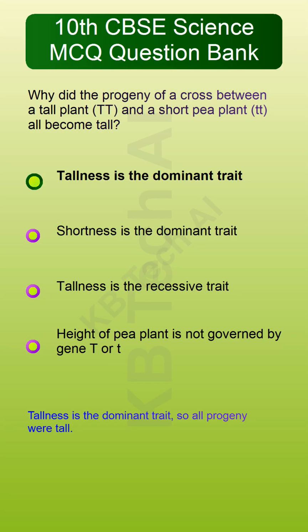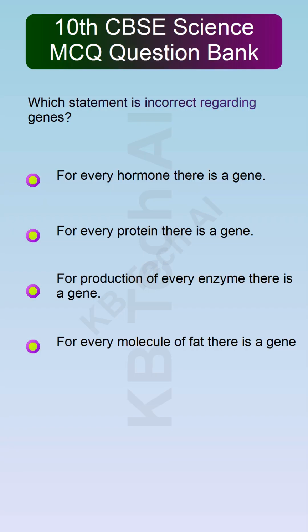The answer is, option 1, tallness is the dominant trait. Which statement is incorrect regarding genes? Option 1, for every hormone there is a gene. Option 2, for every protein there is a gene. Option 3, for production of every enzyme there is a gene. Option 4, for every molecule of fat there is a gene.